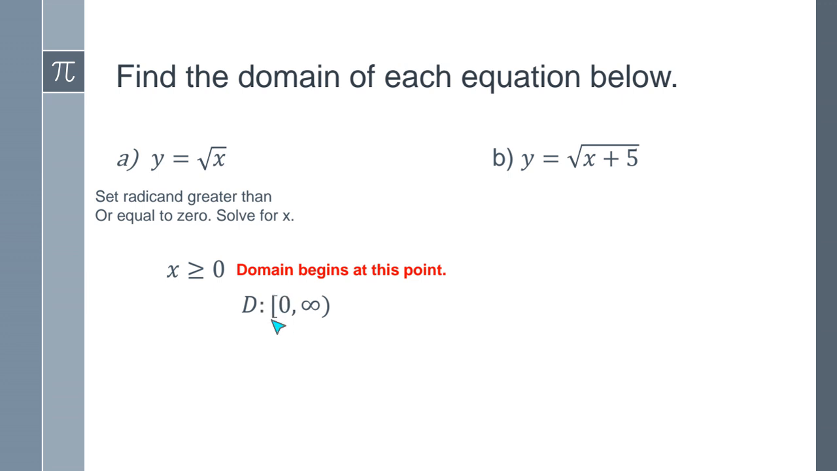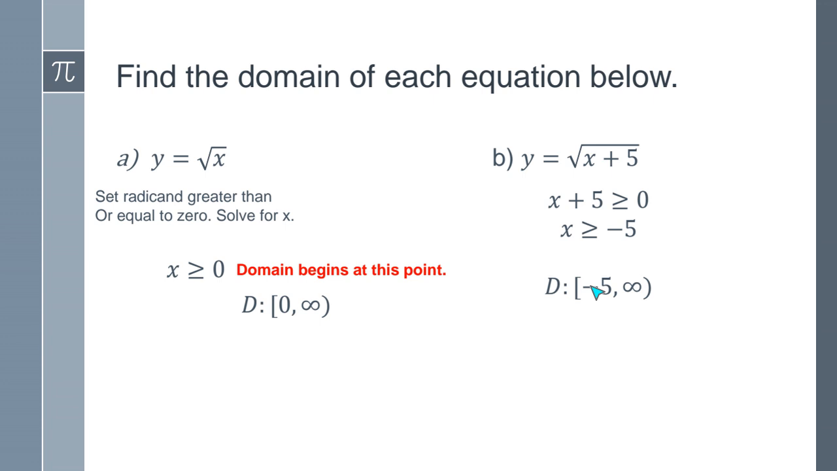If we had, for the next one, we take our radicand, x plus 5 is greater than or equal to 0. We're going to go ahead and subtract 5. And so this tells me that the domain is going to start at negative 5 and go to infinity.